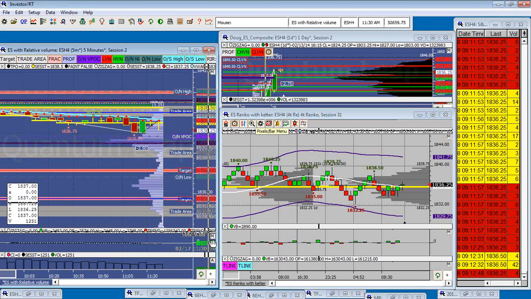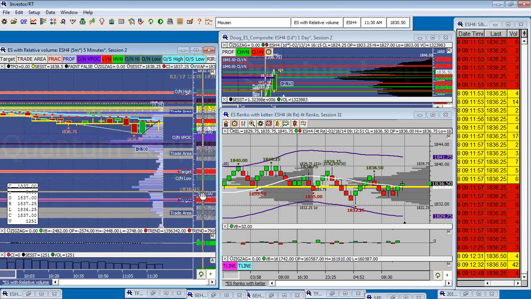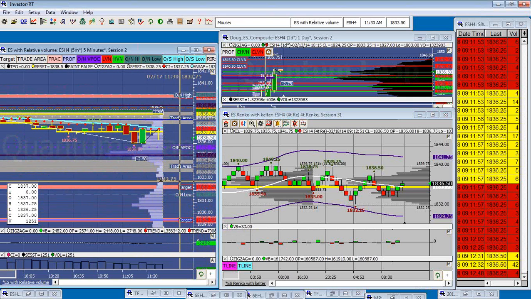Midpoint on Friday's candle was what? Why is my midpoint not showing up? Somehow it got taken out. I'll have to fix that.